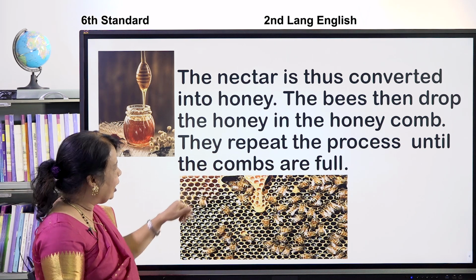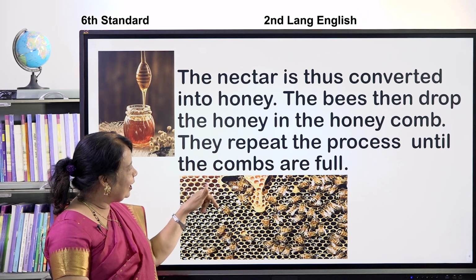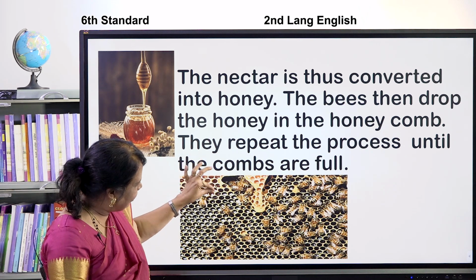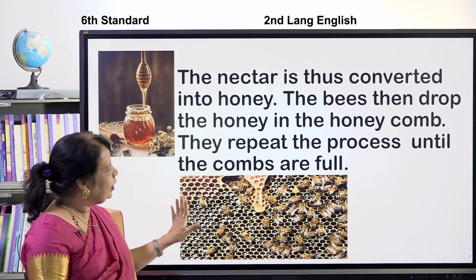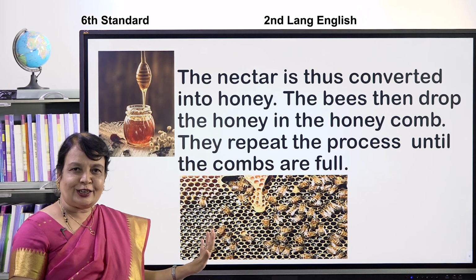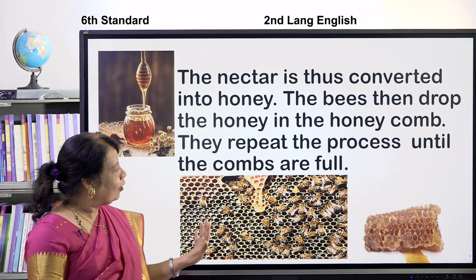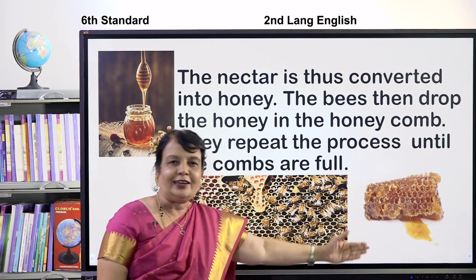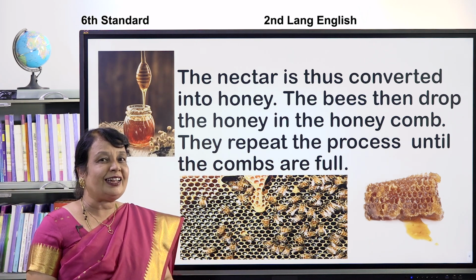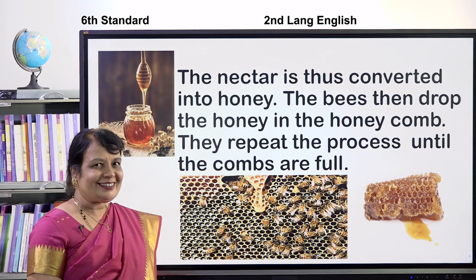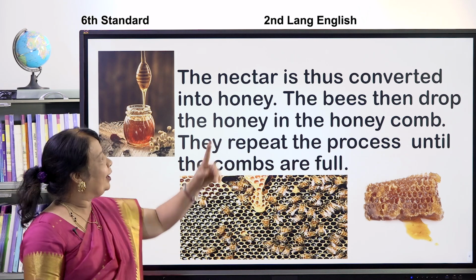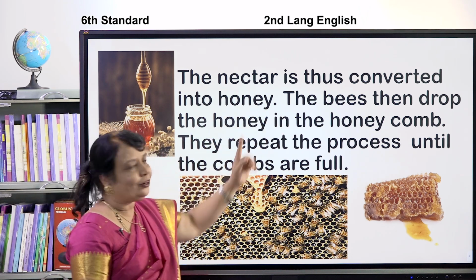This is called as honeycomb. Can you see, children, here? Yes, and after filling one, it will go to the next honeycomb. Again filling that, it will go to the next comb till all the honeycombs are full. Isn't it, children? Yes. So after this, we will get the honey. So what is the taste of honey? It will be very sweet. Isn't it, children? Yes. So what is converted into honey? Very good. The nectar is converted into honey.